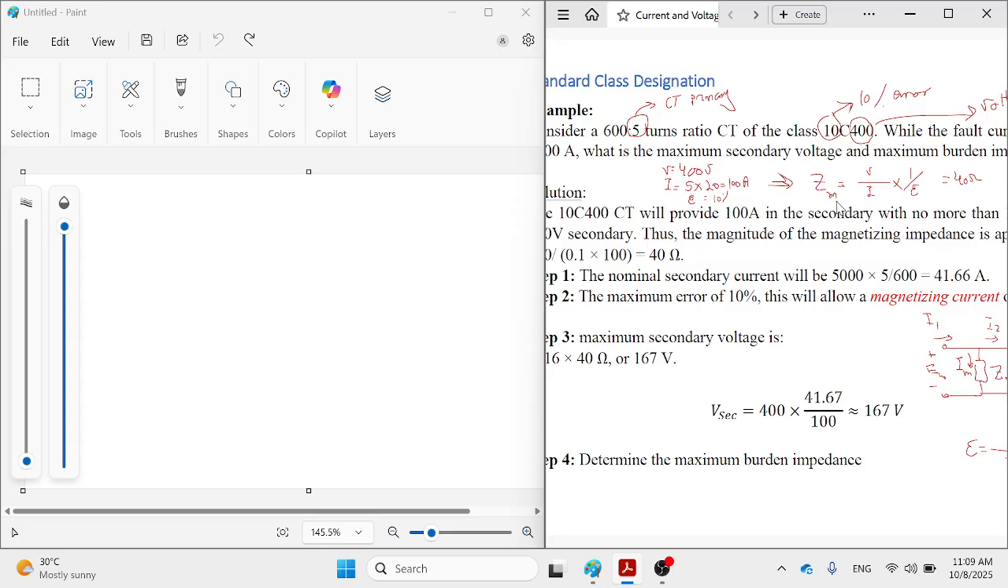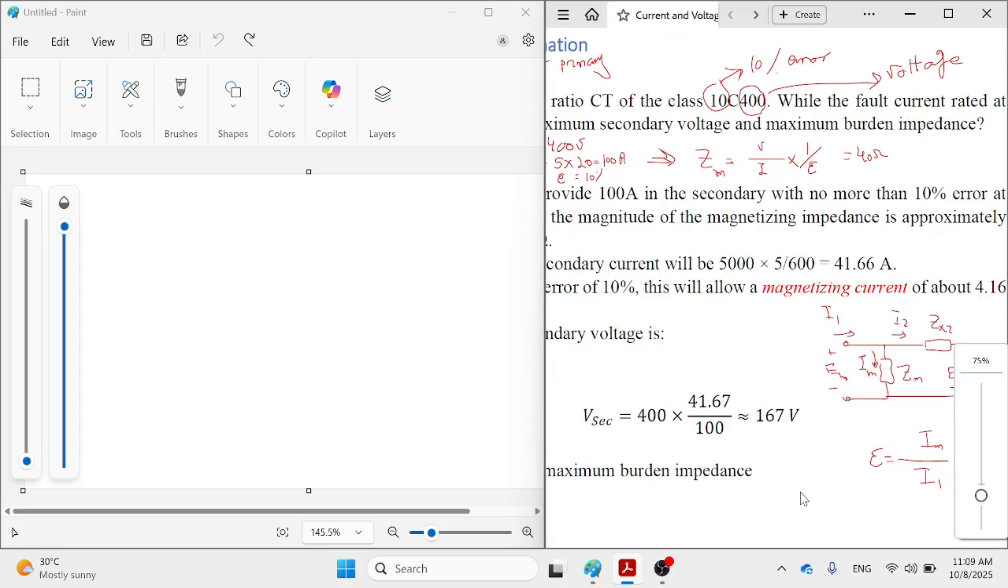Based on the equation, if you can remember, Zm is Em over Im, correct? Em over Im. So here it is V over I times 1 over epsilon, and epsilon was Im over I1. So when we're talking about I times epsilon, it is I1 times epsilon. V is Em here, as I mentioned in the past.